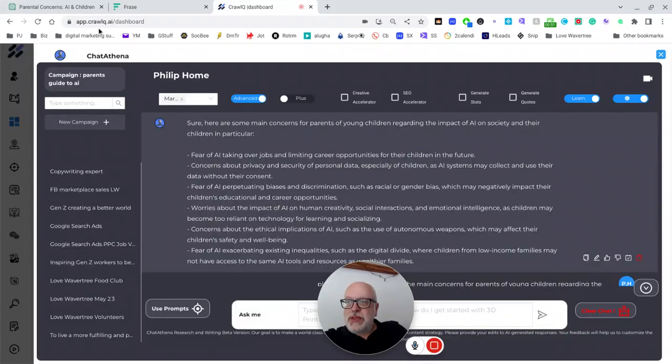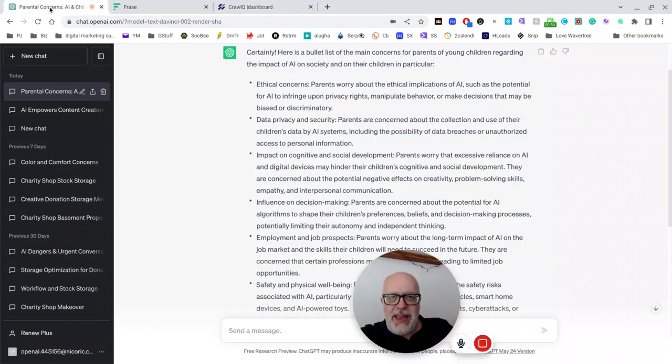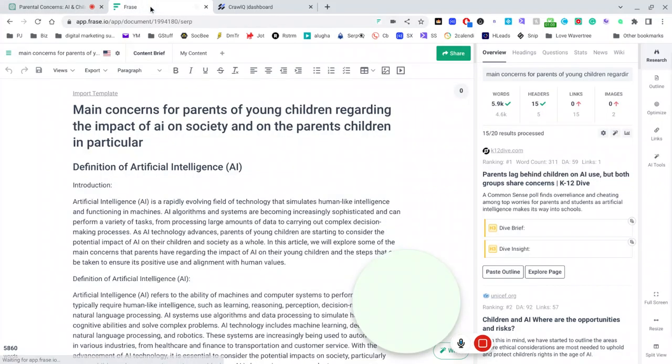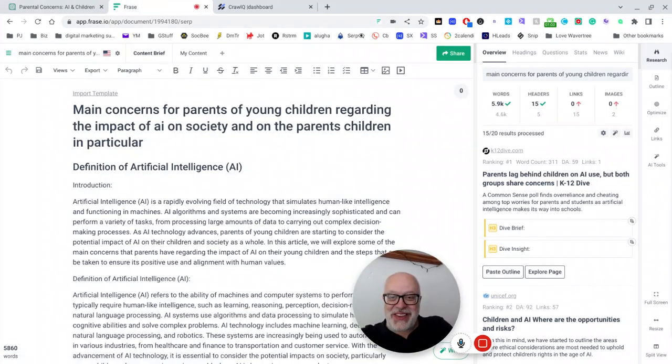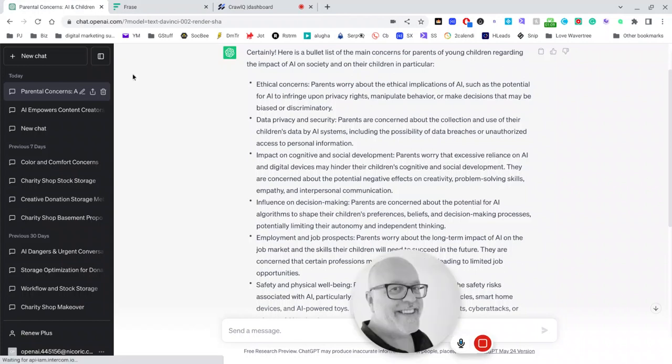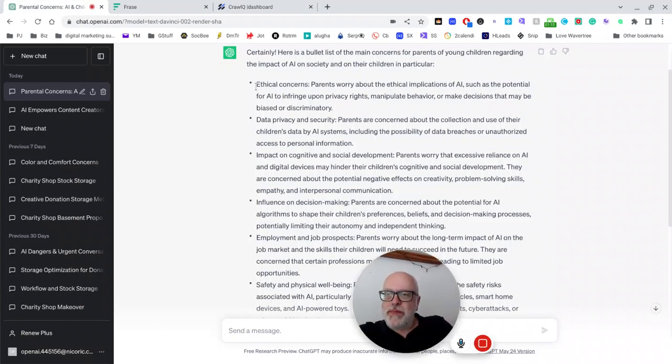So I was just developing some data before regarding parental concerns with AI. ChatGPT generated a list, Phrase generated a nearly 6,000 word article. Oh my goodness. And Crawl generated some points. All you've got to do, guys, is go to these points and deal with them one by one. So you don't need to be developing 6,000 word articles to answer these types of concerns, whatever subject or topic you're dealing with. Then all you need to do is look at the key points and offer your own perspective on it, guys.